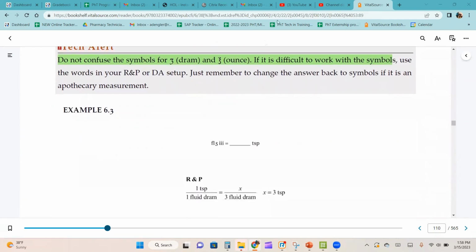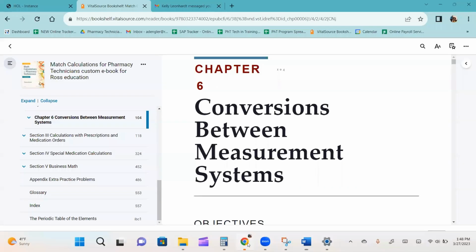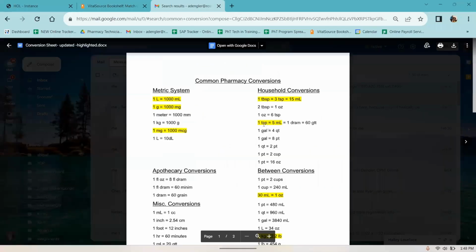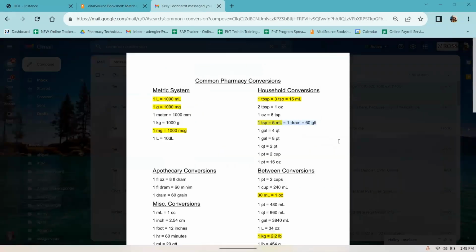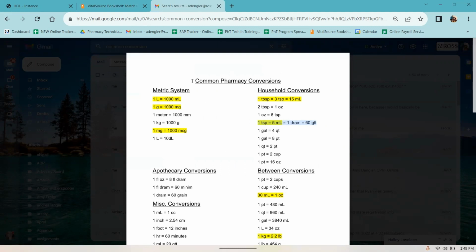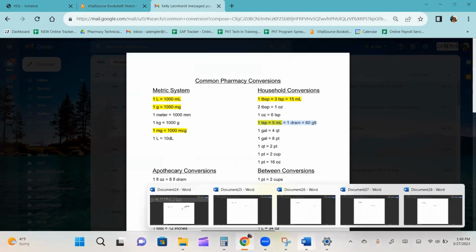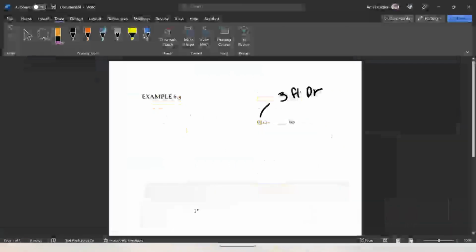All right, so we'll go ahead and do example 6.3. We have 3 fluid drams equals how many teaspoons? If we go to our conversion sheet, looking here, we have 1 teaspoon equals 5 ml, which equals 1 dram. We can pull any two things out of this conversion factor because they're all equal. So we're going to take out 1 teaspoon equals 1 dram.